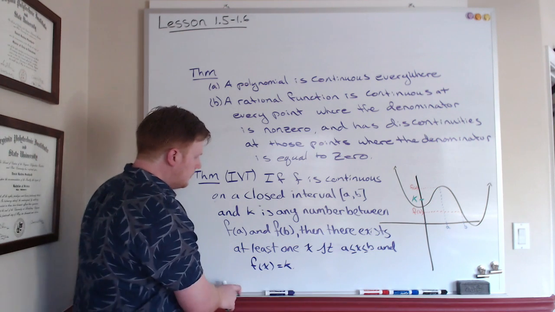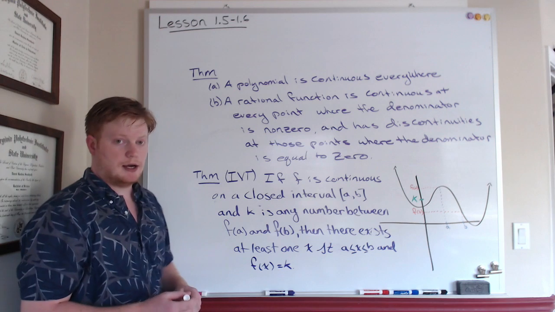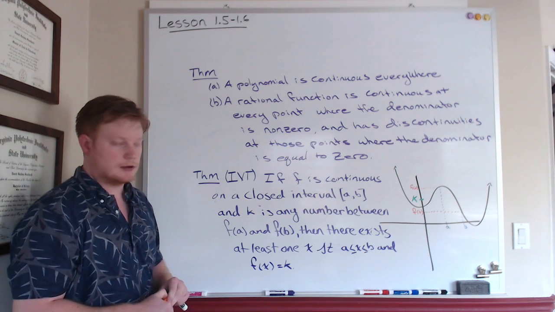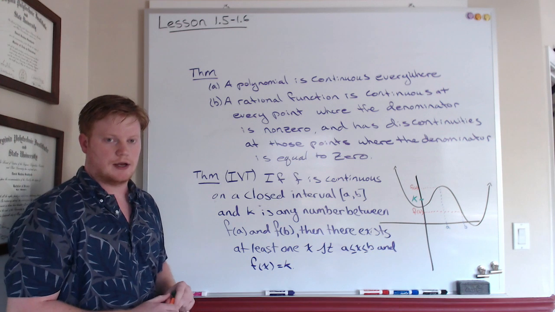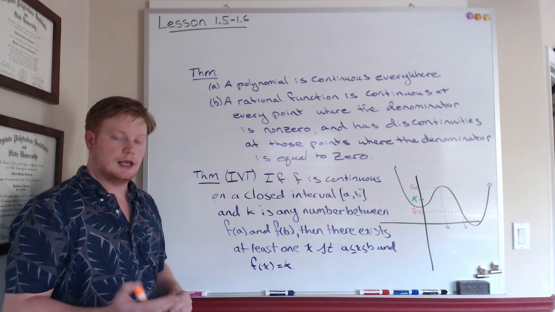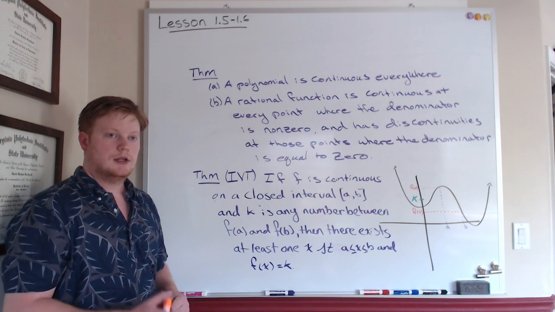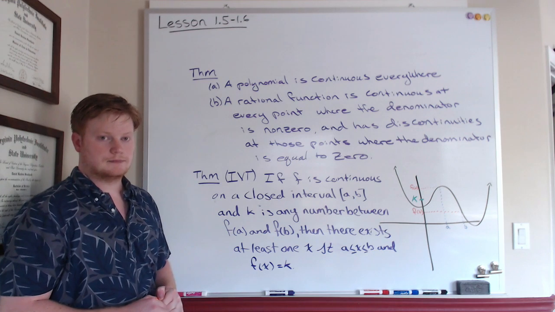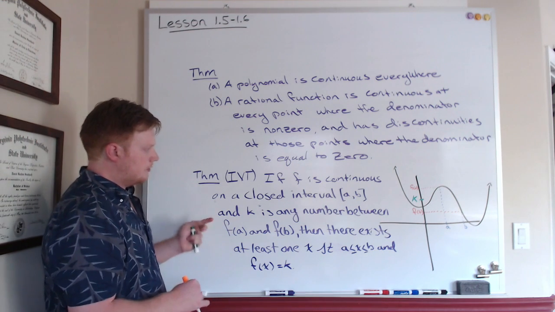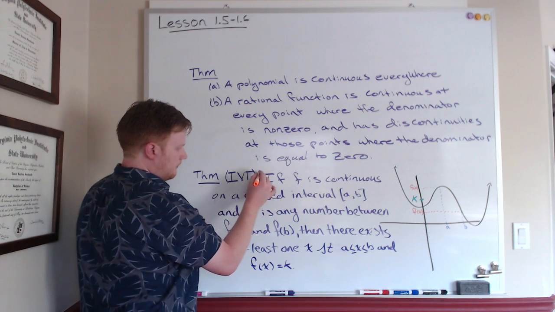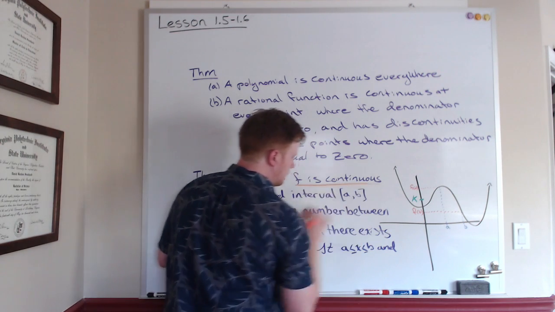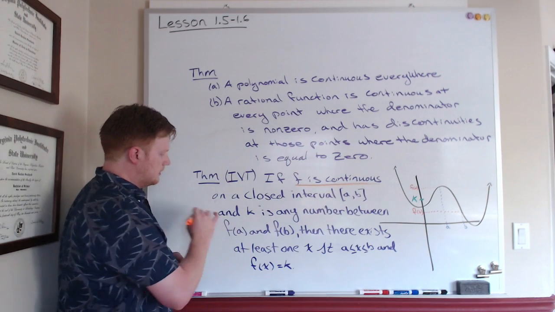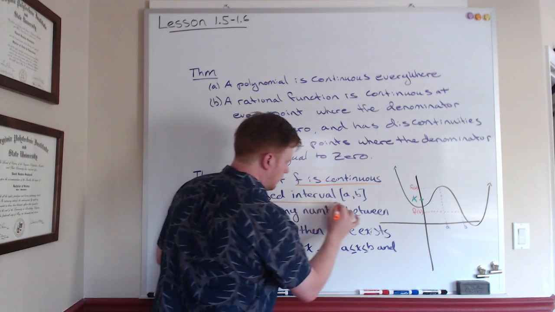So what I'm going to do is highlight for you the two hypotheses of the intermediate value theorem, and then I have a small diagram to demonstrate graphically what the intermediate value theorem guarantees. And next, we'll do an example using the intermediate value theorem. So the intermediate value theorem has two hypotheses. The first is that f must be continuous. Okay? And it must be continuous on a closed interval, [a, b].